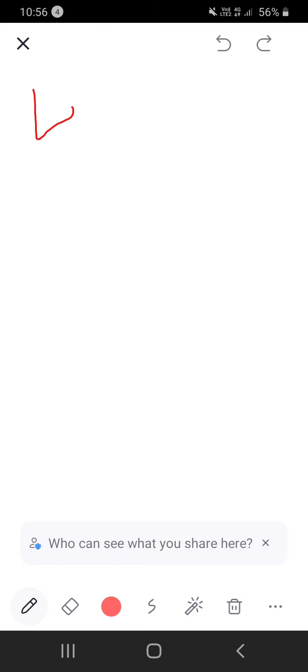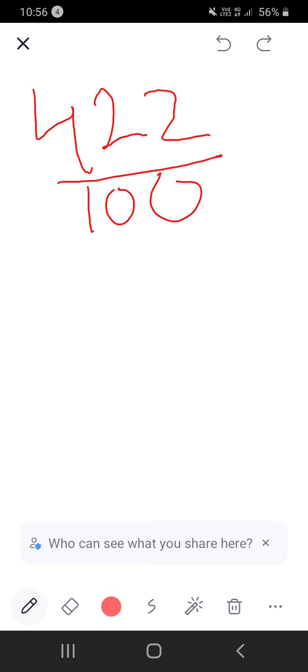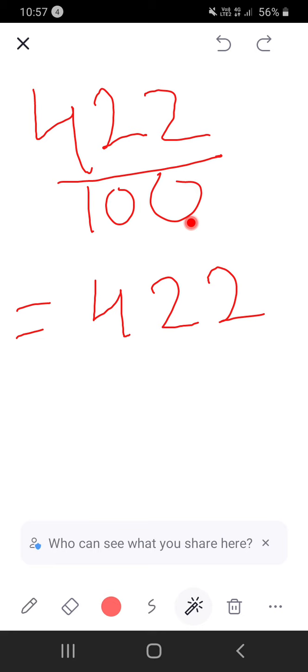Suppose you have the number 422 and you have to divide it by 100. Children, when a number is divided by 1, there will be no change. So we write 4, 2 and 2. Now children, you can see there are two zeros. So for two zeros, what to do? We will put the decimal point after two digits from the right side. This is the first digit and this is the second digit. So the decimal will be put over here.